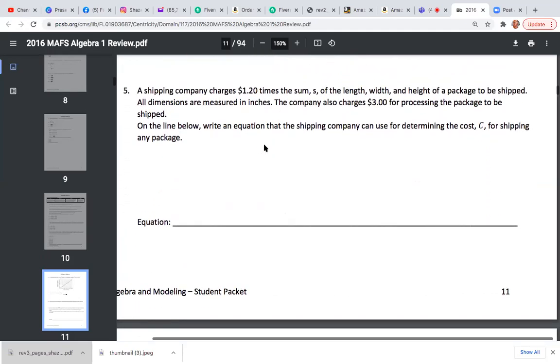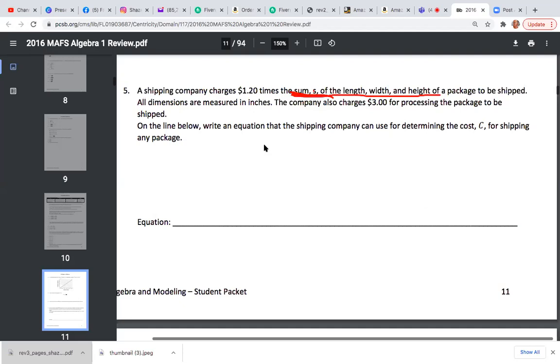A shipping company charges $1.20 times the sum S of the length, width, and height of a package. Guys, what does sum mean? The word sum. What does the sum mean? The total? Okay, what kind of operation is it? Is it multiplication, division, subtraction, addition? What operation is that? I think it's addition. Very good. Yes, it is. So guys, they're asking you to write an equation for this.